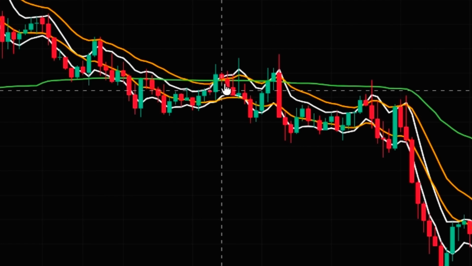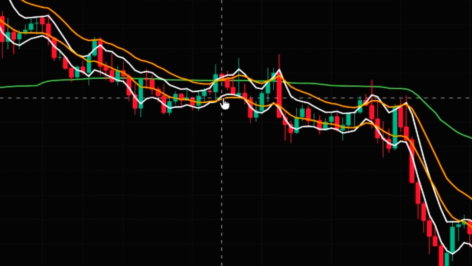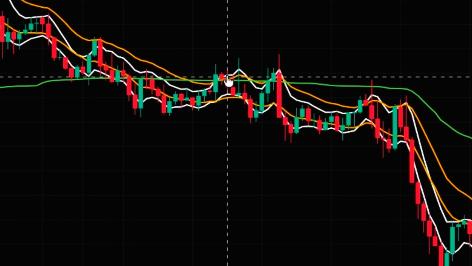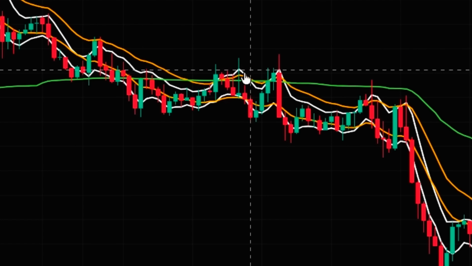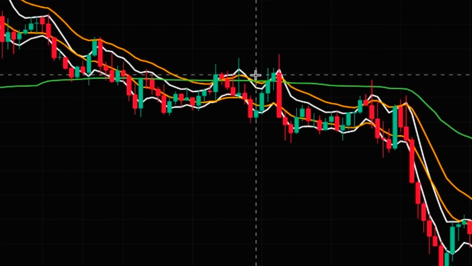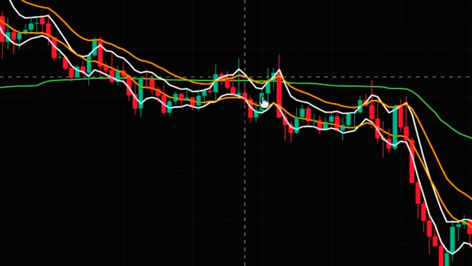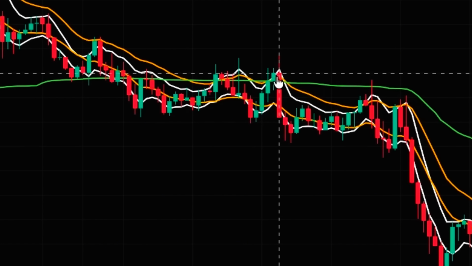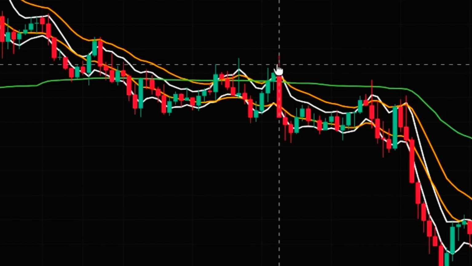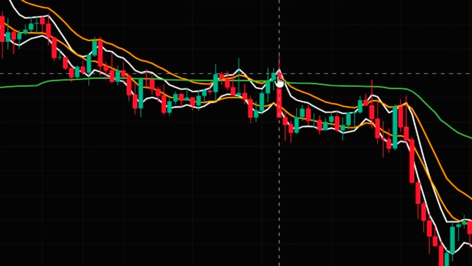a pullback, and you can see that the upper line of the white channel went above the upper line of the orange channel, and similarly here the lower line of the white channel went above the lower line of the orange channel. But in this case you can see that the white line and the orange line went above the green line. This is not a good sign, so we don't take any action here and we wait to see what happens after that. Again, you can see that same situation happened here, where in the pullback the white line and the orange line went above the green line.